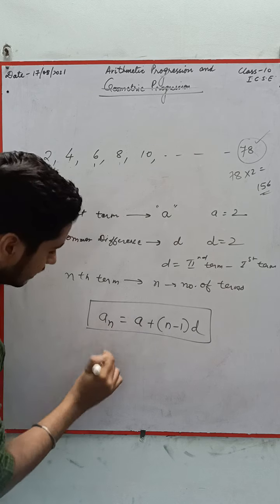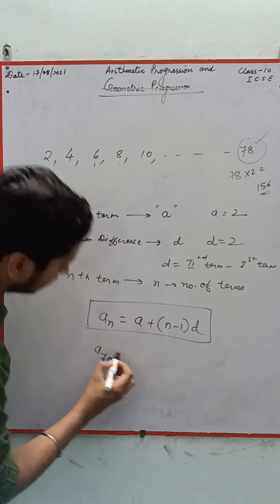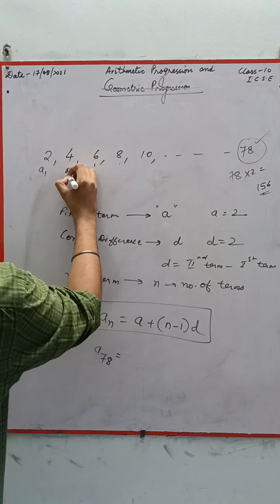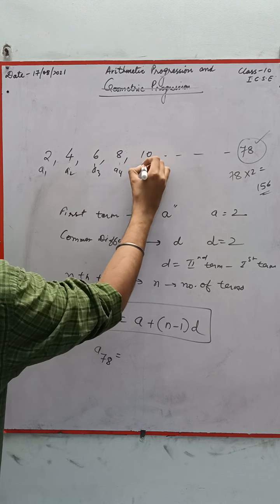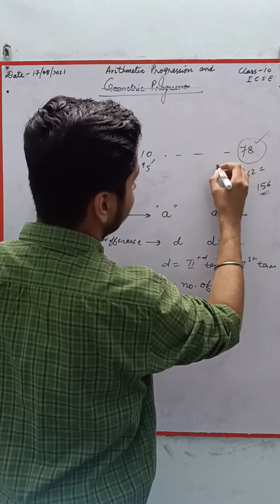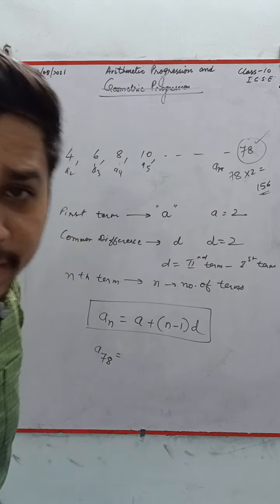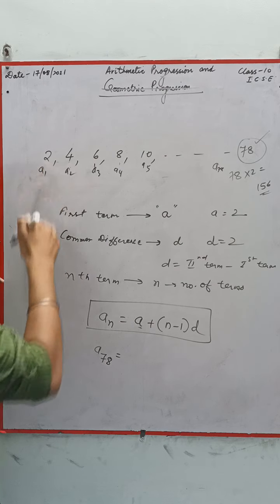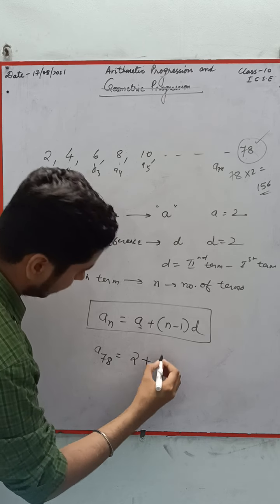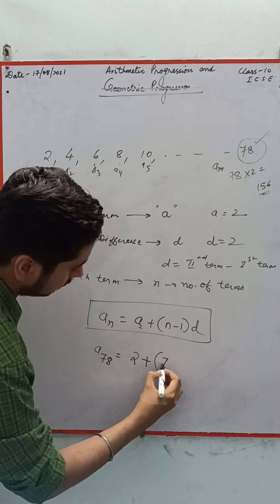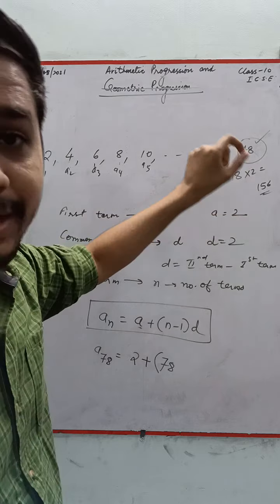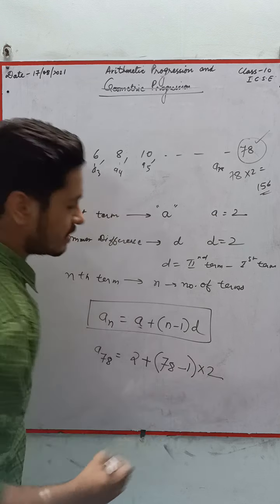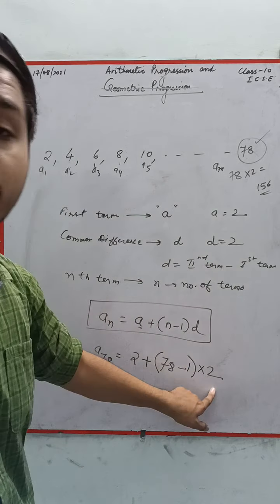So keeping n equal to 78, a78. See, this is the first term, denoted by A1. This is denoted by A2, A3, A4, A5. And if I need to find the 78th, then it would be A78. Okay, so A78 is equal to a. What is the first term of the series? 2. So 2 plus n. What is n here? 78, because we need to find the 78th term, minus 1 into d, which is the common difference we already know.